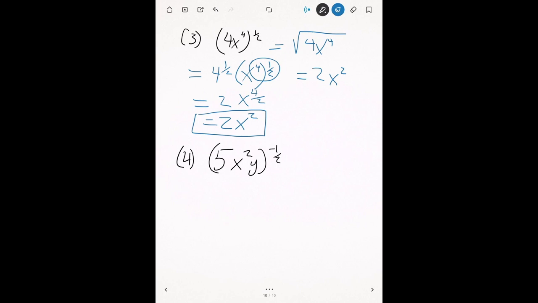Okay, now let's make it a little more complicated. Let's have a negative exponent thrown in here. The first thing we have to do, we should always do really, is take care of the negative exponents first. So I'm going to put here the 5x squared y on the bottom to the 1/2 power. This way I'm saying, wait a minute, I have this in the bottom, it's good to go.